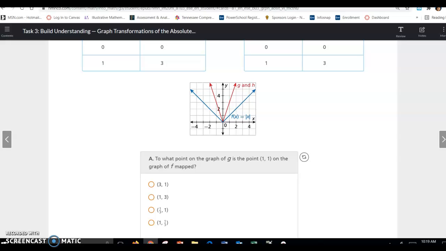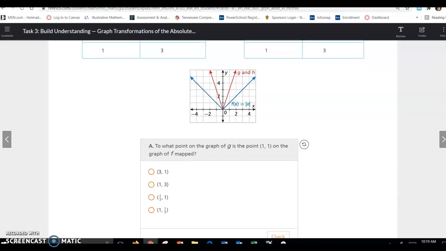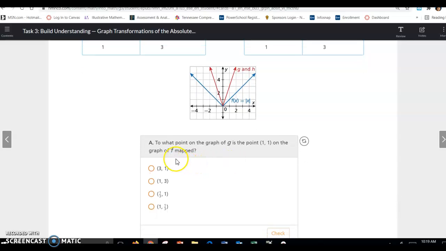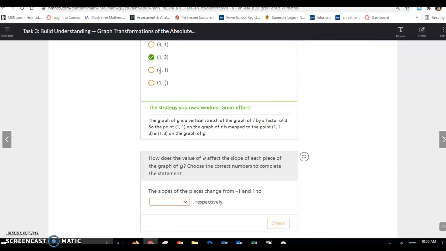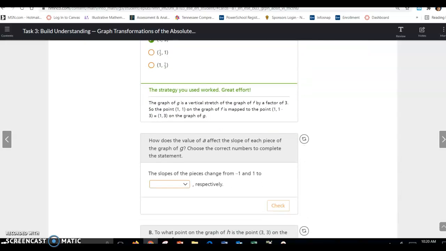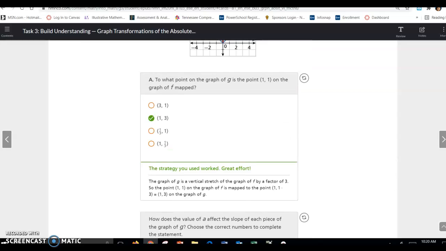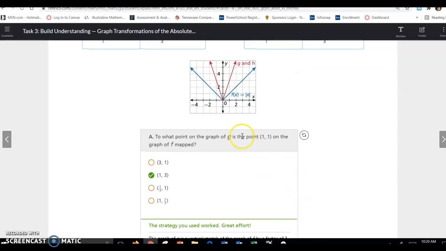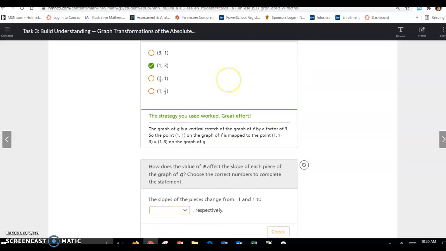It says, to what point on the graph of g is the point 1, 1 on the graph of f mapped? So what point does this go to? It goes to 1, 3. How does the value of a affect the slope? It's no longer a slope of 1. Before it was like rise 1, run 1. Now it's rise 3, run 1.